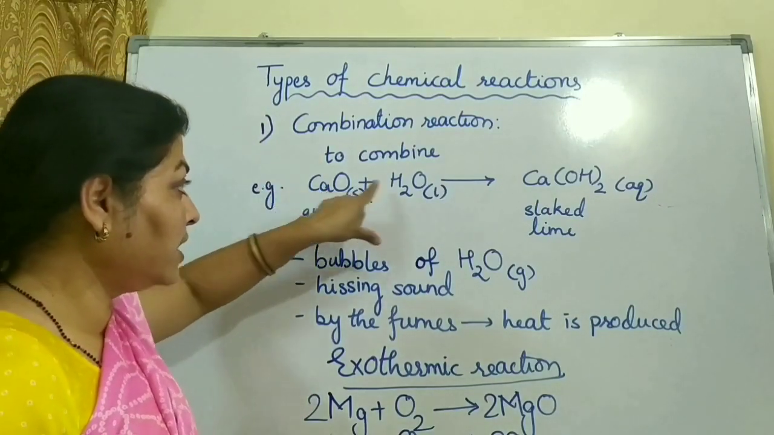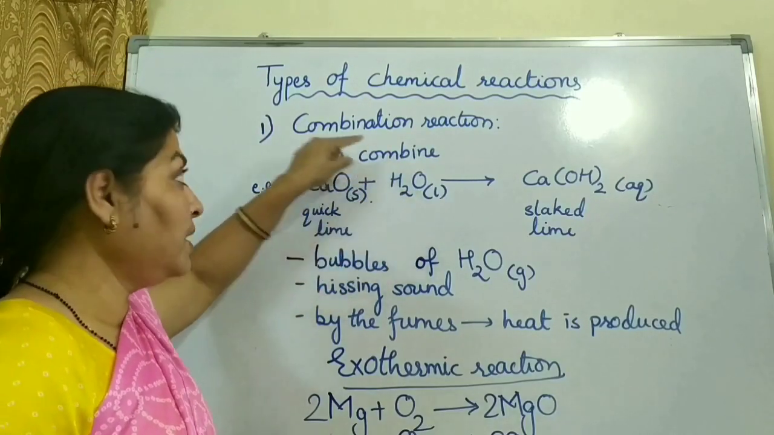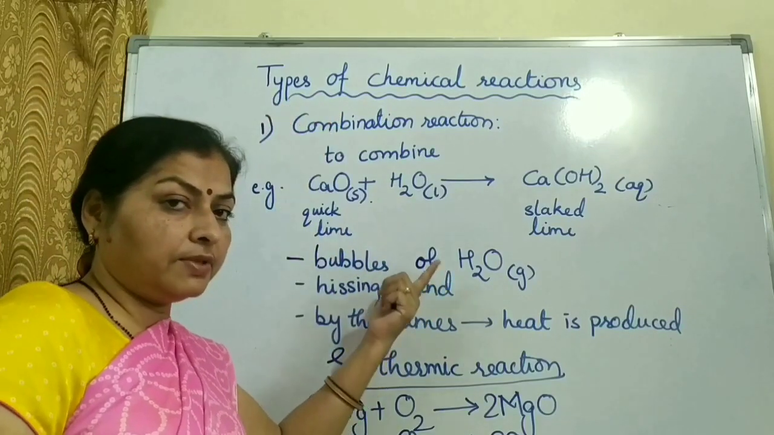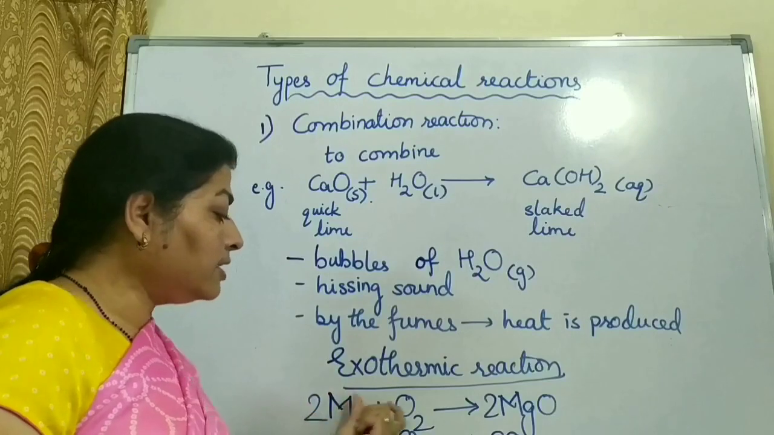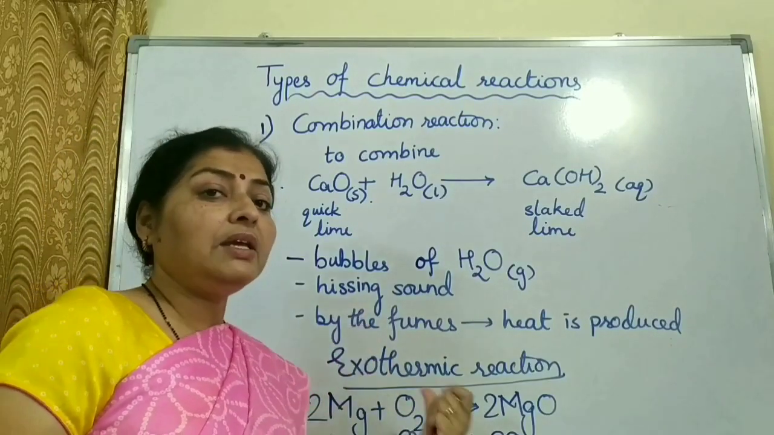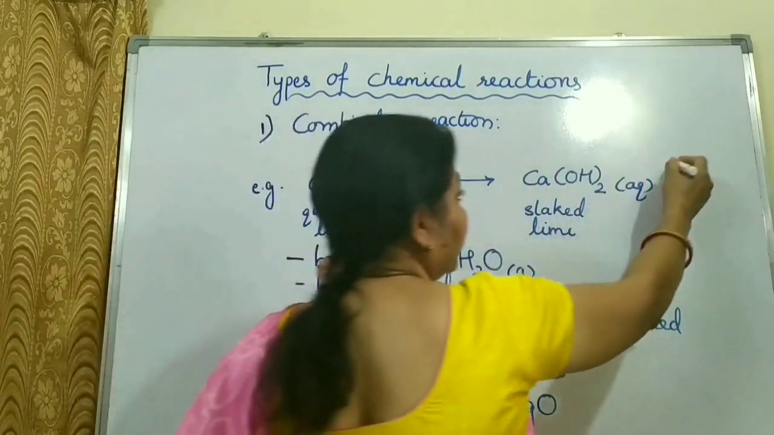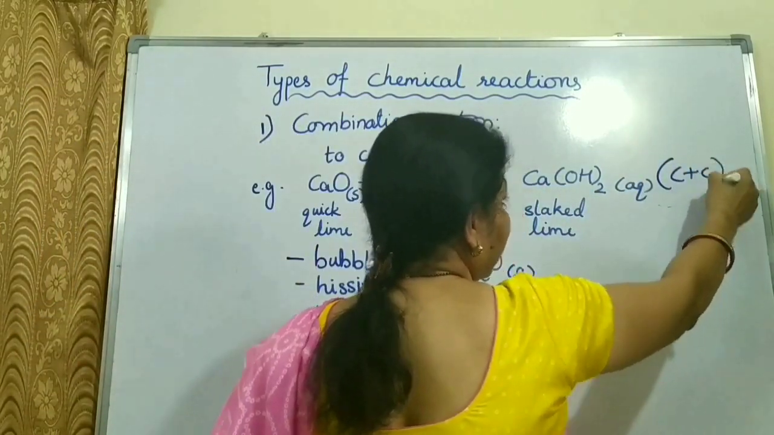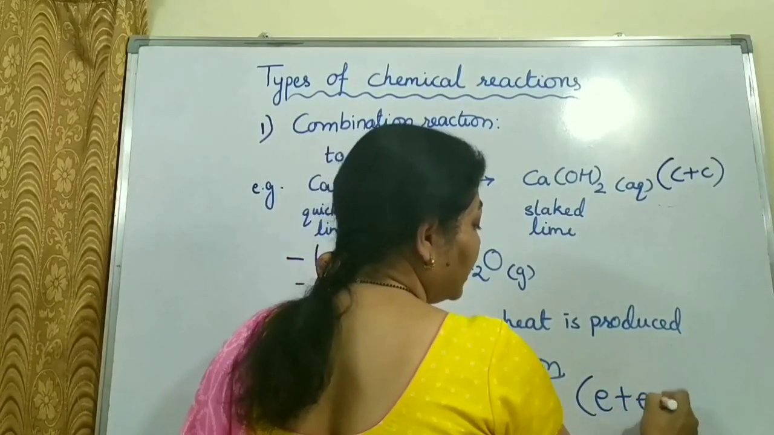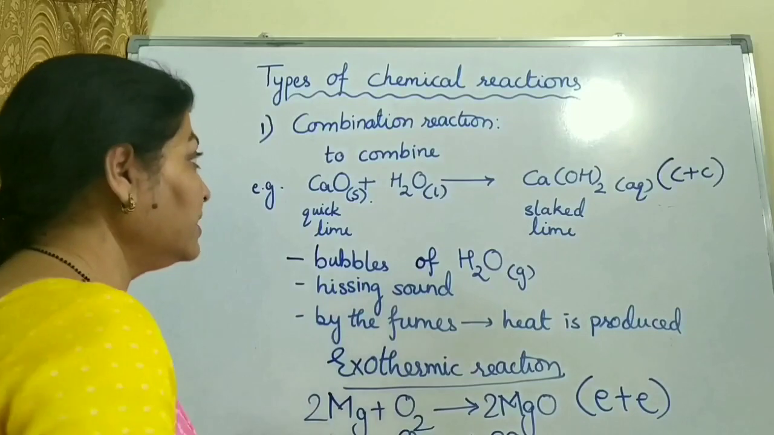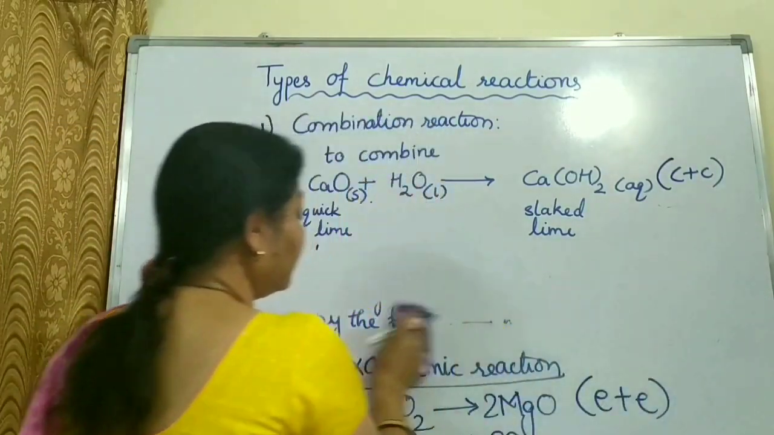Here we have seen an example in which a compound is combining with another compound. Combination reaction can be of different types. Different types means there can be combination of compound with compound, or element with element, or it can be even a compound and an element. So here we have taken an example in which a compound is combining with a compound. In this example we have seen an element is combining with another element. Let us see one more example where a compound and an element may combine.